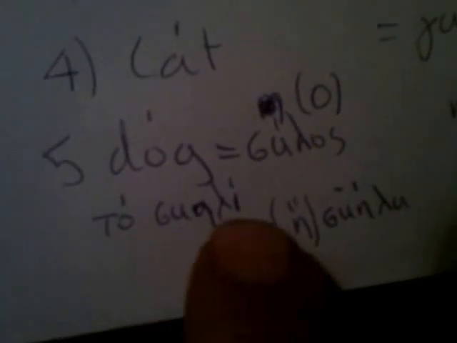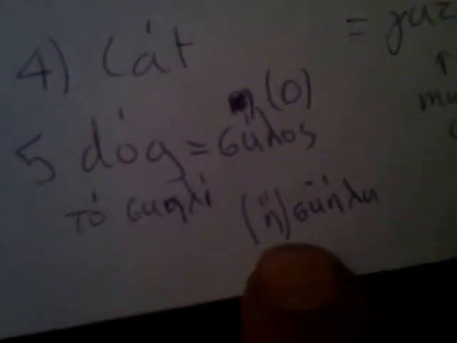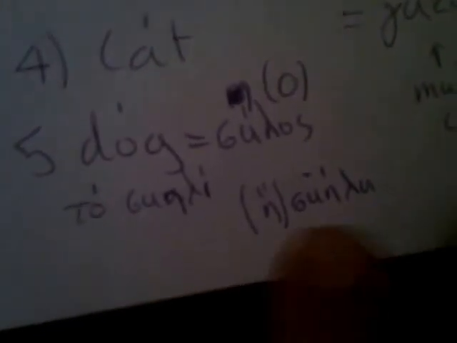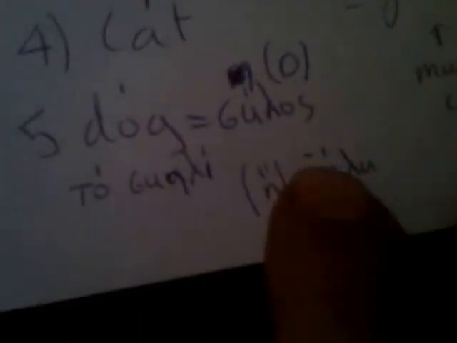To skili, meaning the dog again. I skila, meaning a female dog. Skila. In one word, dog, you've got three words here that can be translated.